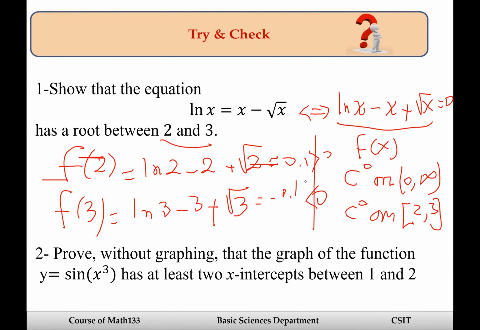Okay, so in this case, we conclude that by the IVT, there exists c such that f of c is equal to 0, the solution of our equation. Now, for the second part, we want to prove without graphing that the graph of the function y equals sine x cubed has at least two x-intercepts between 1 and 2.